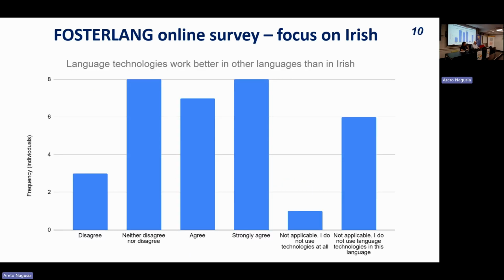So now I'm moving to the variables of language technology tools. In general, we see that almost half of the respondents are concentrated in agree and strongly agree regarding the quality of the language technologies in Irish. They think that language technologies work better in other languages than in Irish. But I also want to call your attention to the not applicable respondents, because we will see that not applicable or I'm not using language technologies in Irish appears in other responses too.